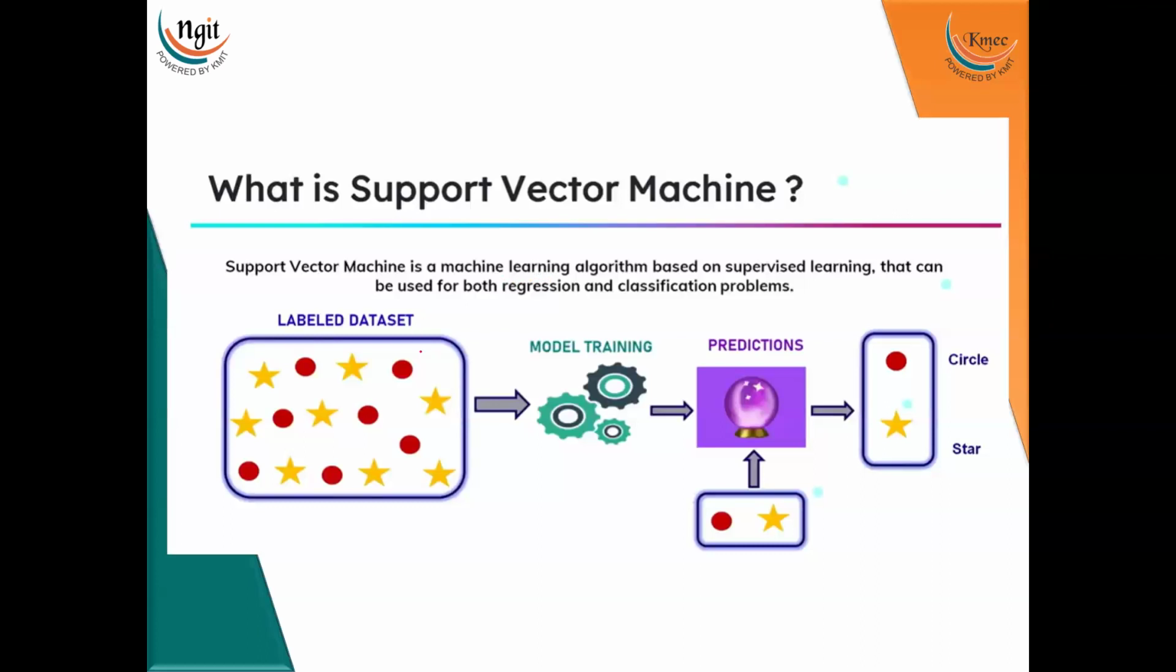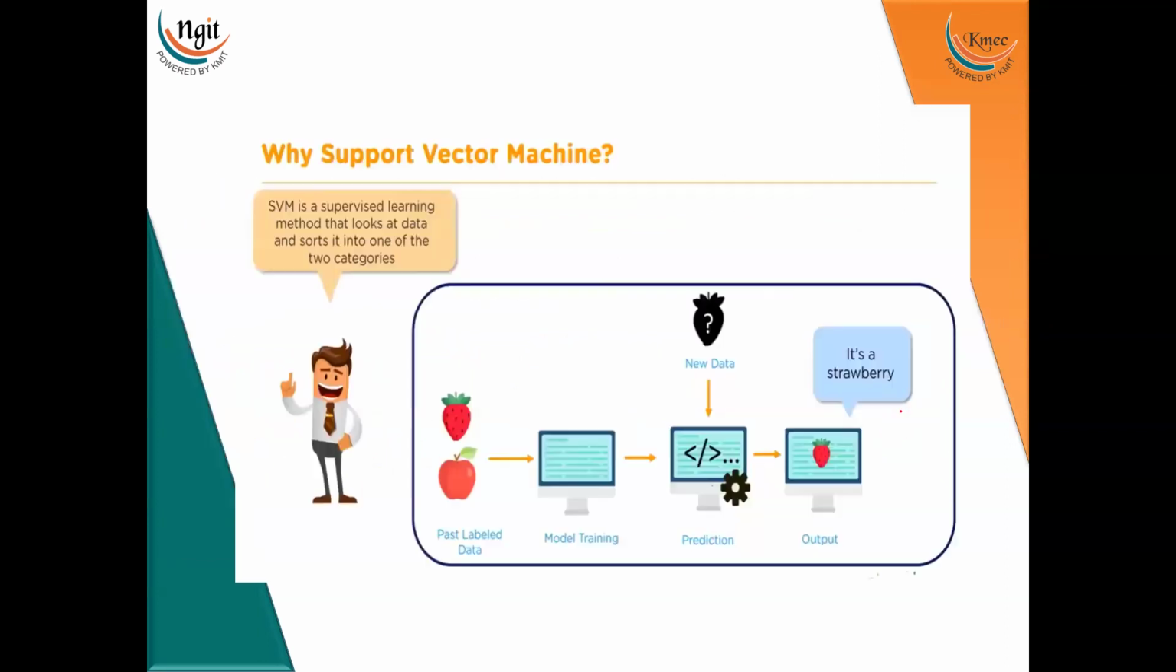So if you take any labeled data set, we are going to train the model, and the model is going to make the prediction when we give it a new input instance. It is going to categorize it into one of the two classes. This is generally how a classification algorithm works. Similarly, support vector machine also works in the same way.